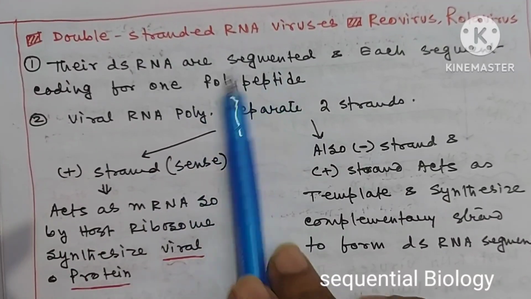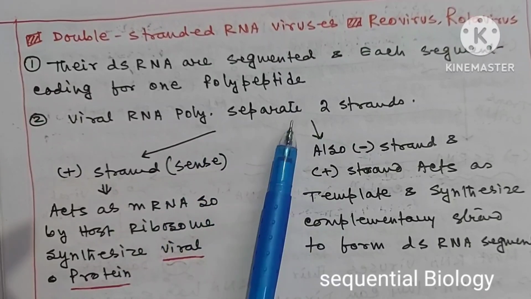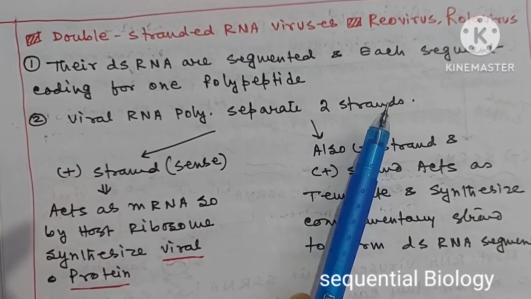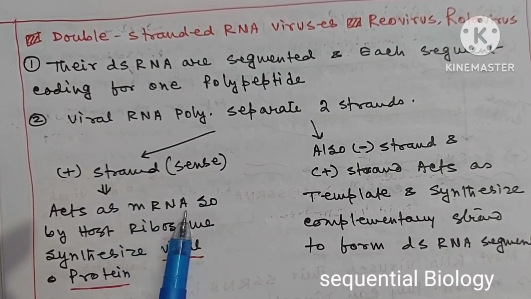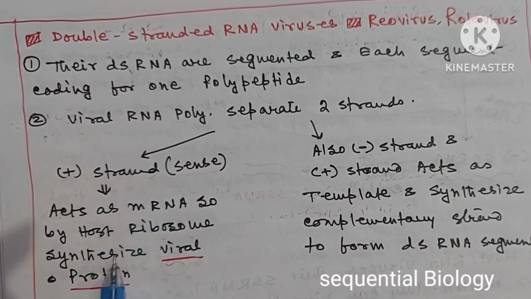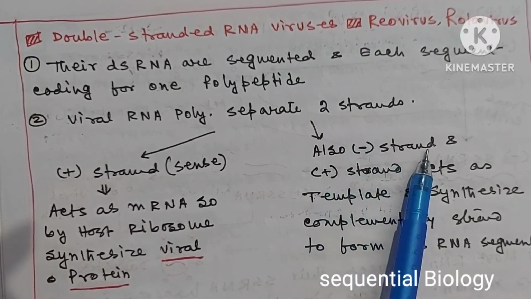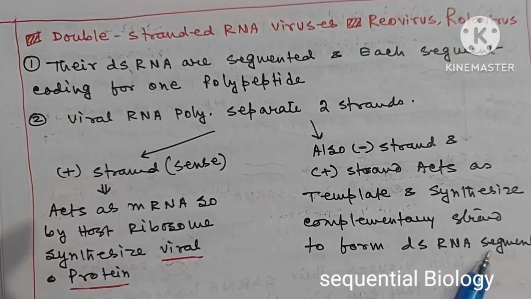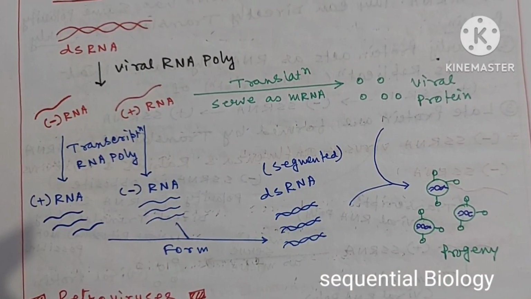Their double-stranded RNA is segmented, and each segment codes for one polypeptide. The viral RNA polymerase separates the two strands of this double-stranded RNA. One is the plus strand, which is the sense strand, and this directly acts as mRNA. So the host ribosome synthesizes the viral protein from this plus strand, and also the minus strand and the plus strand act as templates and synthesize the complementary strand to form the double-stranded RNA segment. This is the process by which double-stranded RNA containing viruses reproduce or replicate.